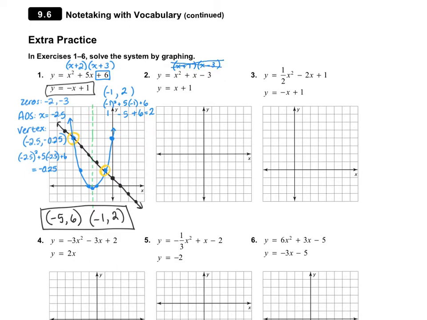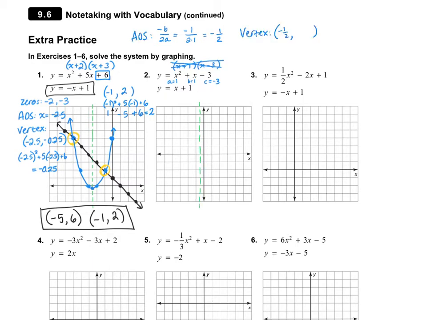So what we're going to do instead is use -b over 2a to find our axis of symmetry. So our A number is 1, our B number is also 1, and our C is -3. So I'm going to write -b, so -1 over 2 times A, which is also 1. So that would be -1/2. So now I know that my axis of symmetry is at -1/2, which is right here.